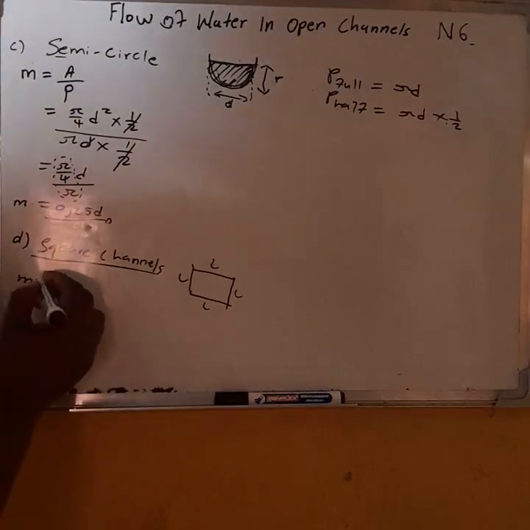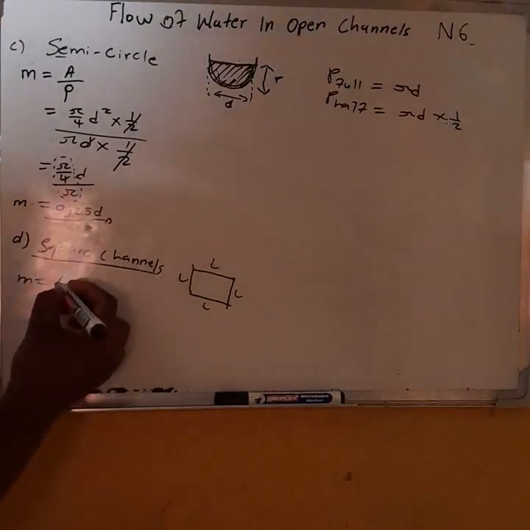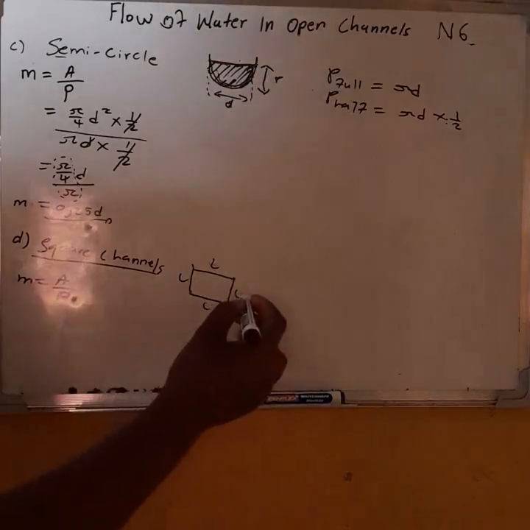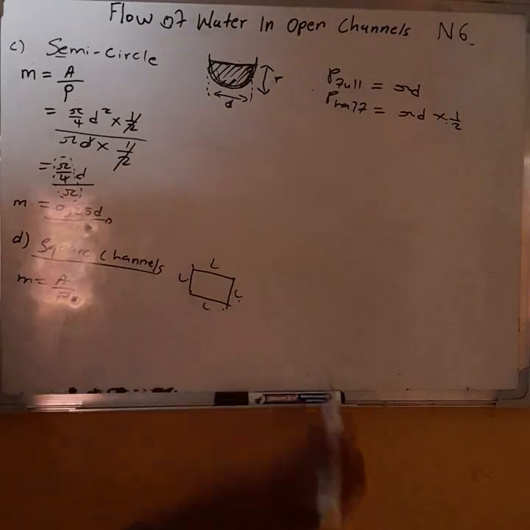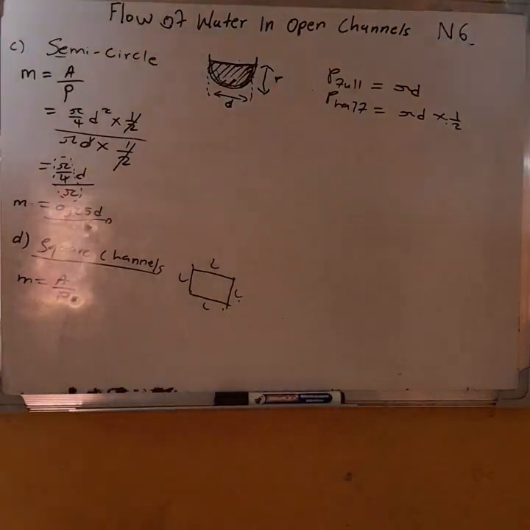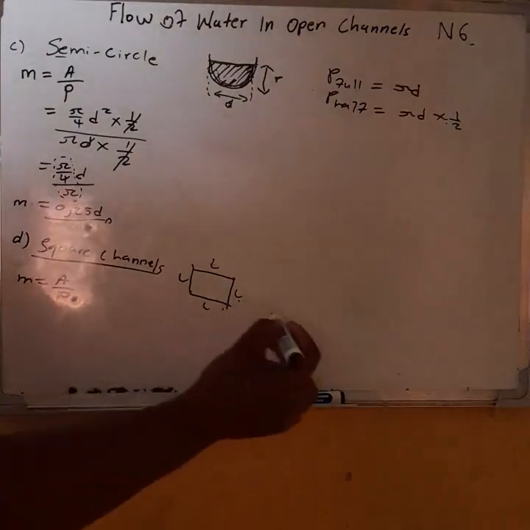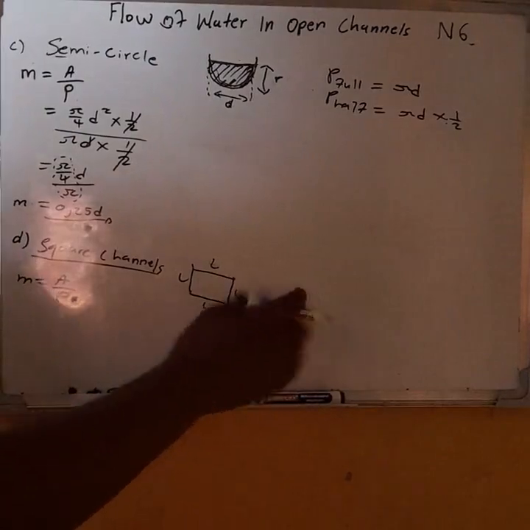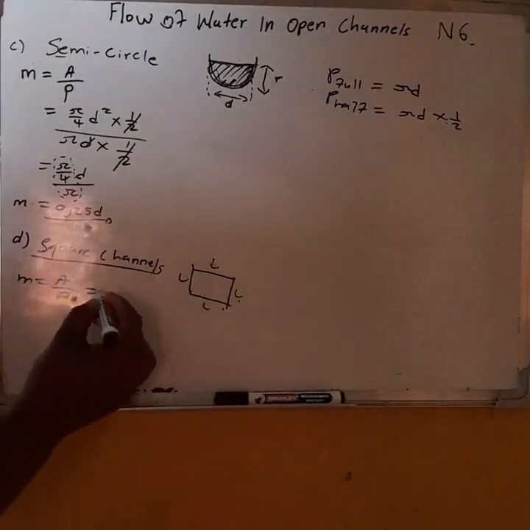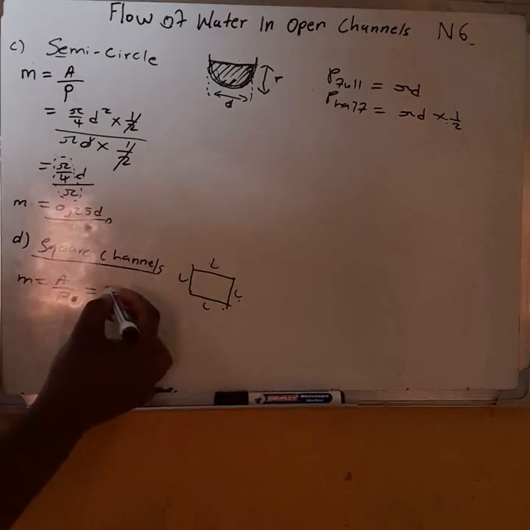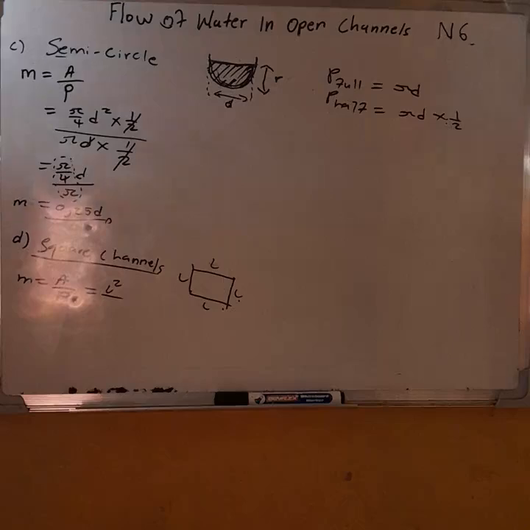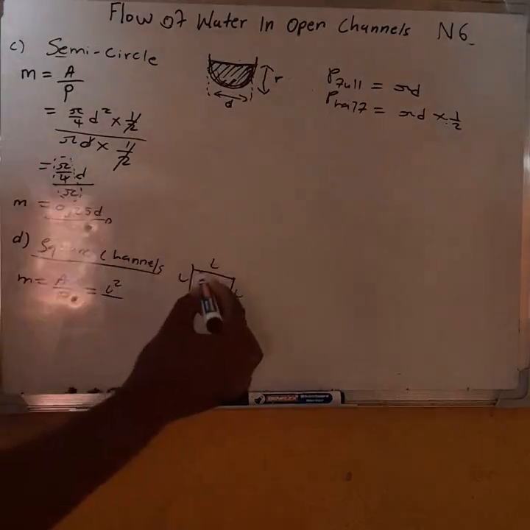We know this is equal to area divided by P. What is the area of this? L multiplied by L will be L squared. Here is the perimeter, okay? This is filled with water.